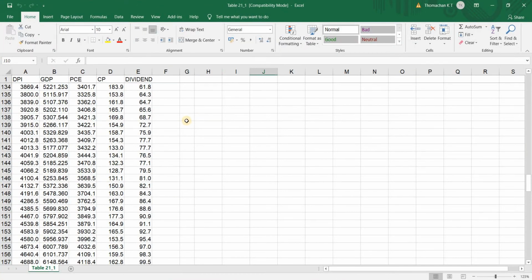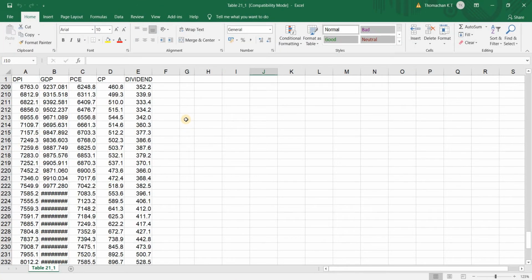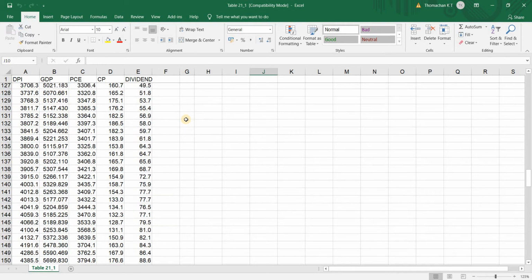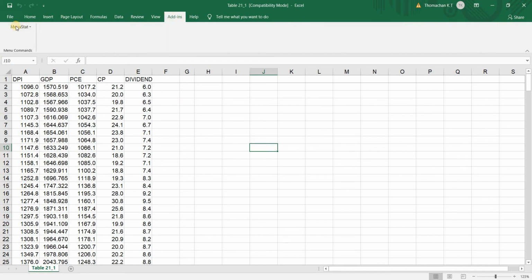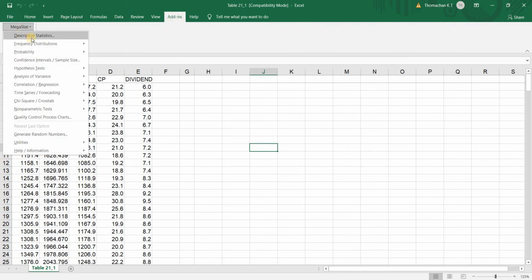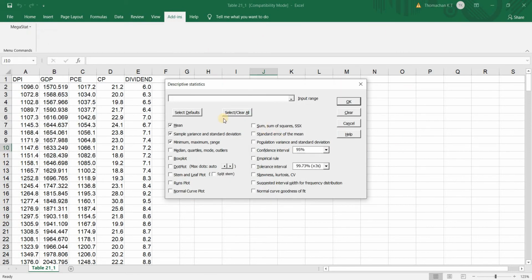This Excel sheet has many data sets. One is DPI, GDP, PCE, CP, dividends, etc. Okay, whatever is the variable, you just go to add-ins, Megastat. You have an option here, descriptive statistics.